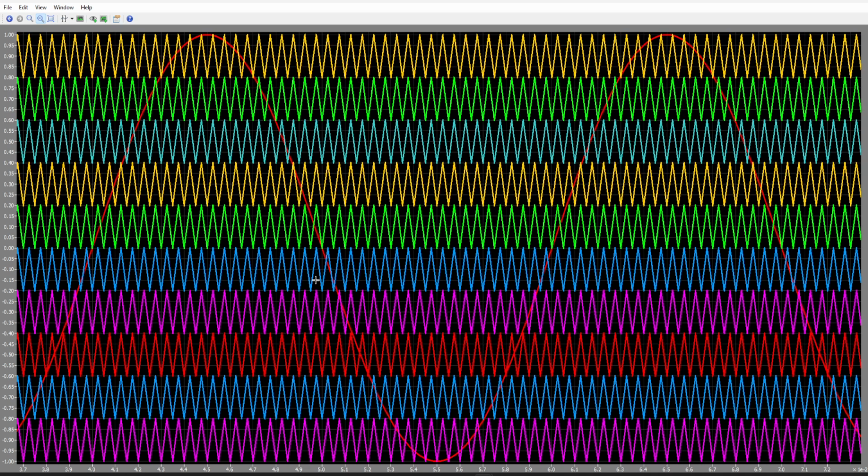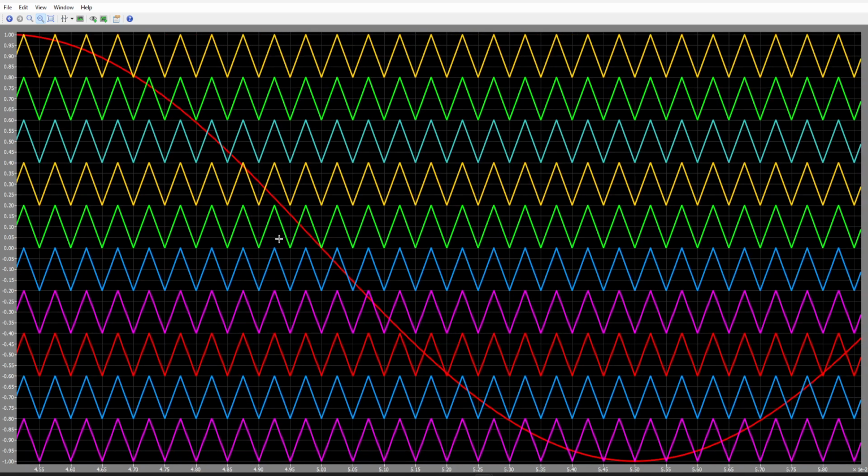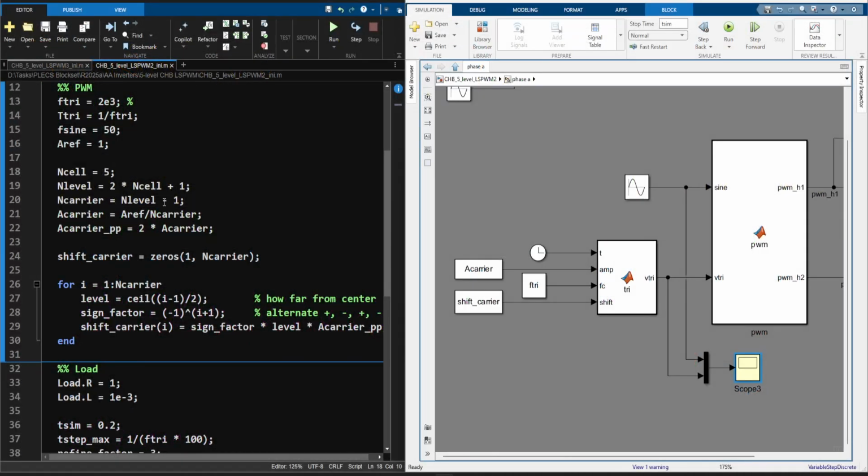You see, in a matter of instants, it's already created these 10 carrier waves for us. And this program automatically determines what the amplitude of the carrier waves should be and how they should be shifted vertically, in both the positive and negative vertical directions. Both are automatically adjusted. So you can go crazy.